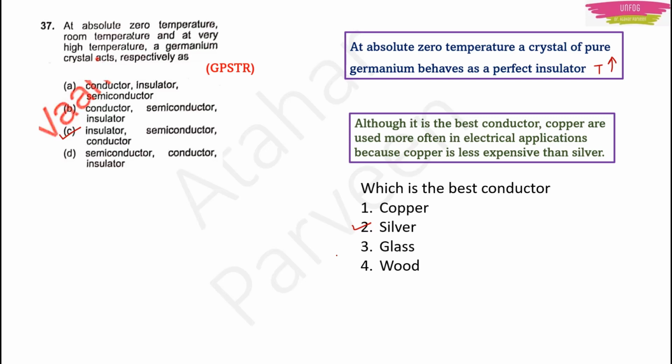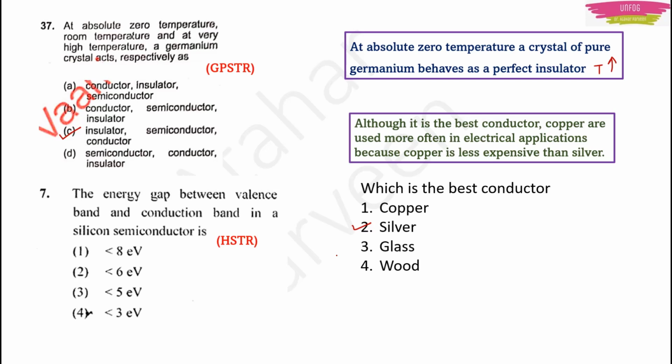Then one more question. This question is from HSTR, your previous year question paper. The energy gap between valence band and conduction band in a silicon semiconductor is... Either they give silicon or no. They are giving this word semiconductor, right? And they are talking about semiconductors, means your energy gap should be less than 3 electron volt. If they are giving you silicon, then it will be around 1 electron volt.